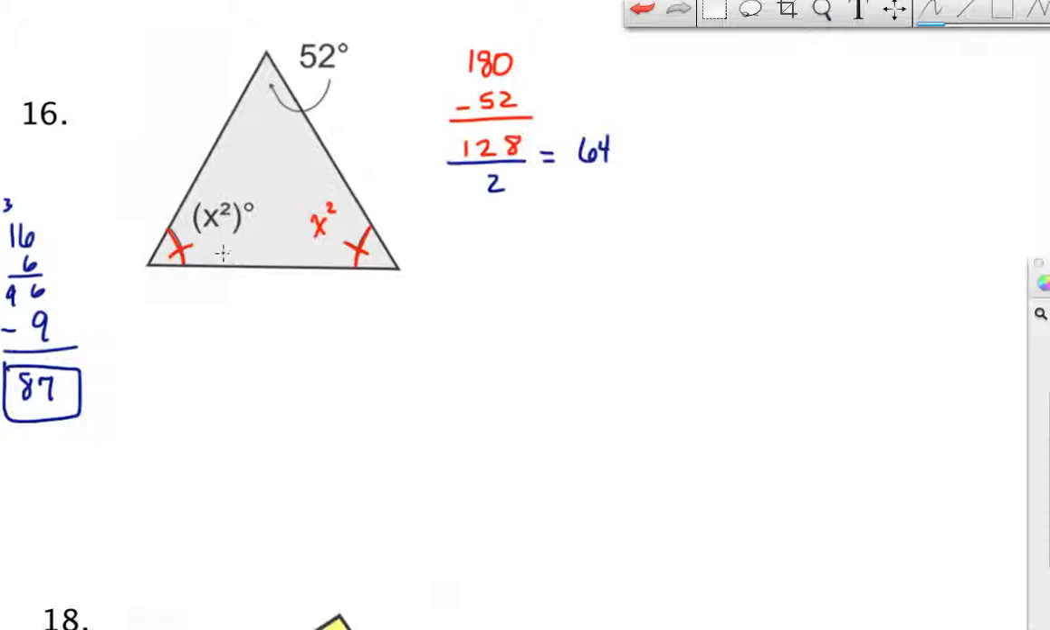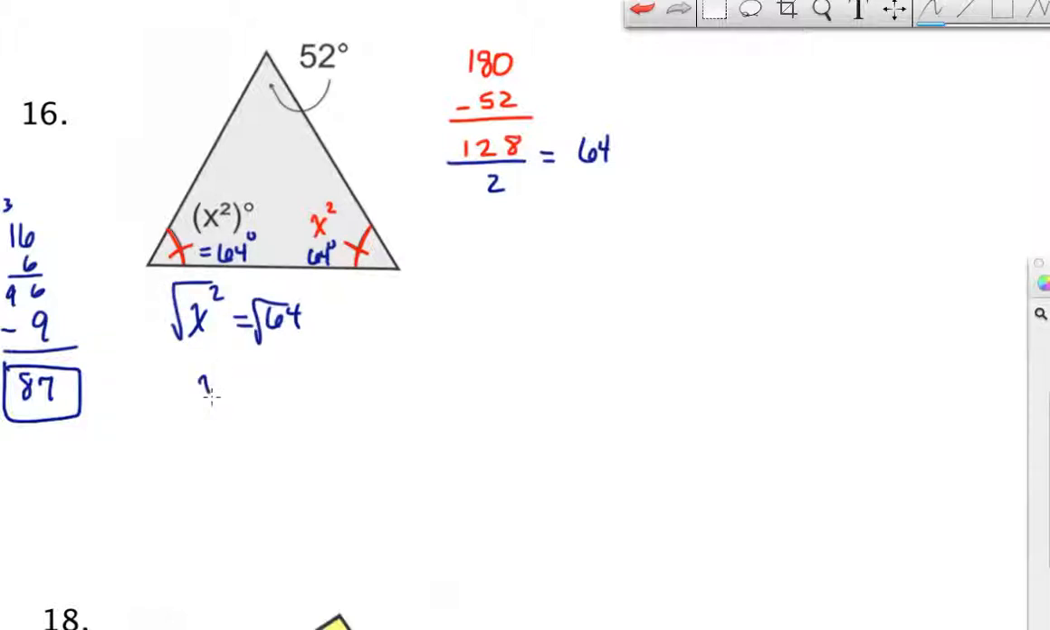So now you're saying that 64 is what? Both of these angles? Yes. Okay, those angles are 64. So these angles are both 64 degrees. But then once you find the square root of 64, you get 8. So you're saying that x squared must be equal to 64. Yeah. So you're taking the square root of that.